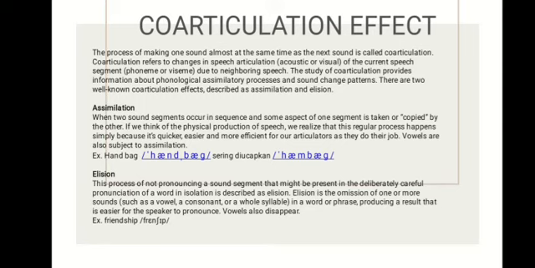Assimilation is when two sound segments occur in a sequence and some aspect of one segment is taken or copied by the other. 2 is elision. Elision is the omission of one or more sounds in a word or phrase, producing a result that is easier for the speaker to pronounce.